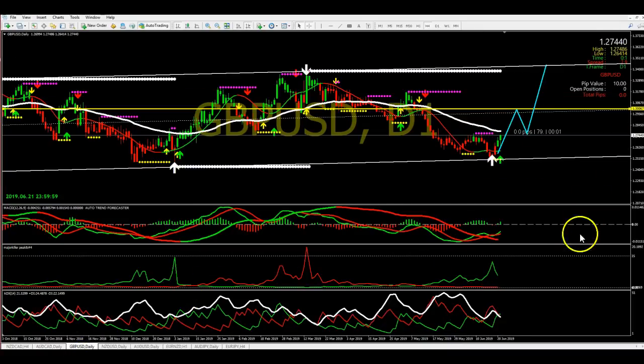GBPUSD. All right, Andy, now you answer me this analysis here and tell me what you see. Well, we have 2 arrows. We're waiting for a third arrow to come in now to give us an up direction.